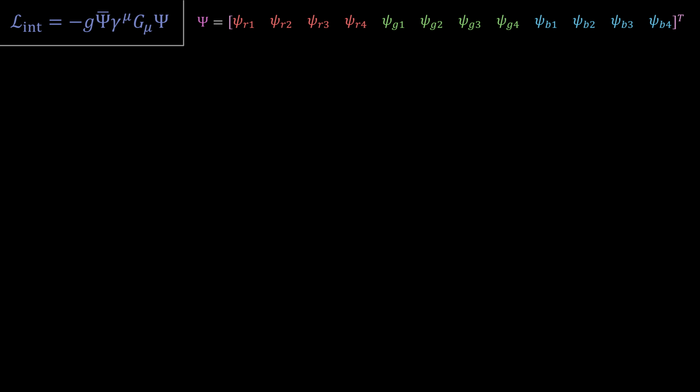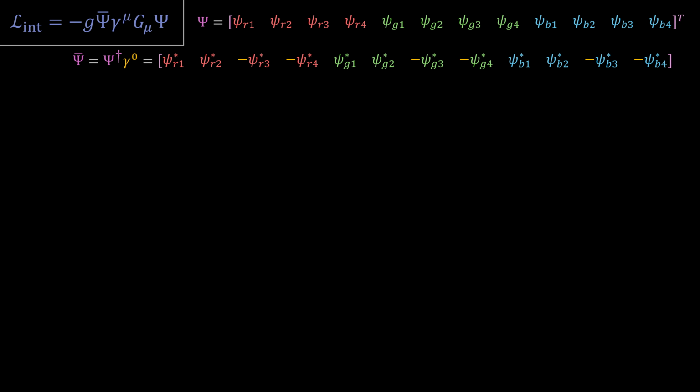But that's just an aesthetic thing, okay? So in your mind, imagine psi as a column of 12 complex numbers. Now then, psi bar is the Dirac adjoint of psi, and that's going to be psi dagger times gamma 0, which all that really means is we're going to flip psi on its side, take the complex conjugate of everything, and then on the 3rd and 4th spinor components, we're going to slap on a minus sign. That's what the gamma 0 does.